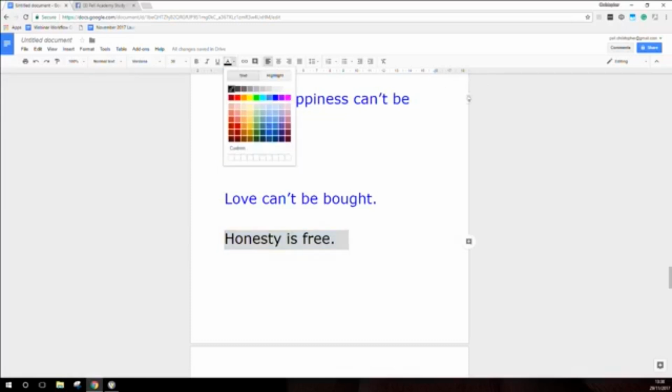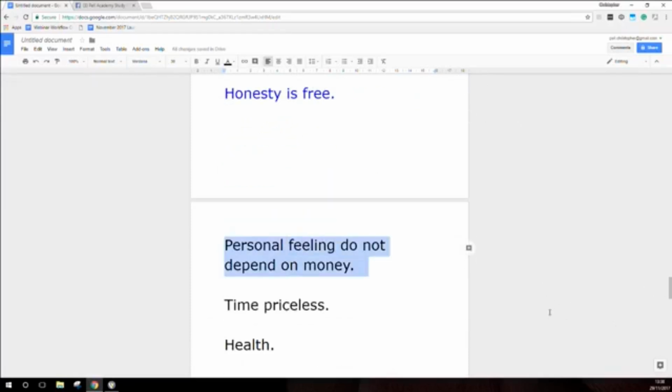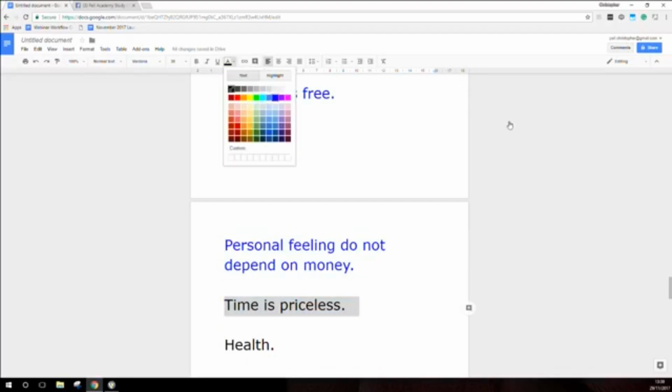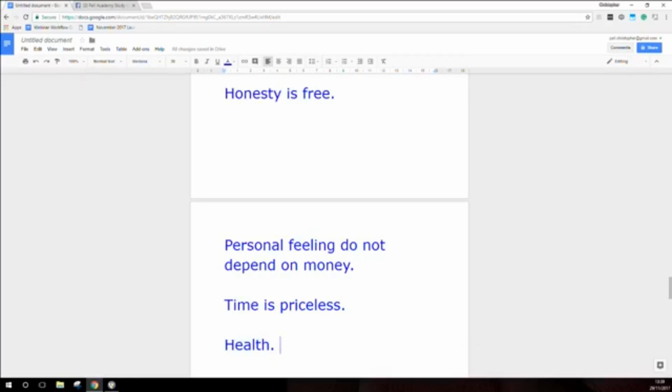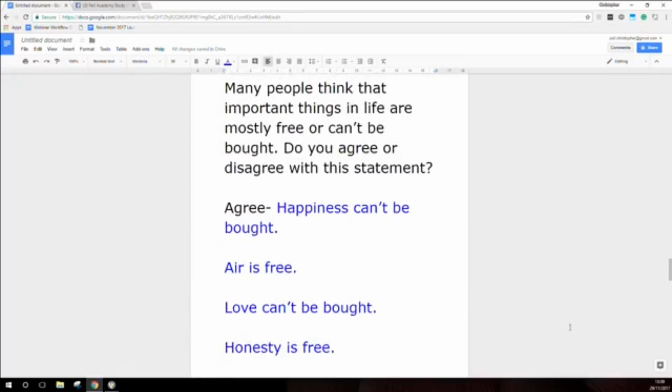Honesty is free. Yeah, honesty is free. Manners are free. Politeness is free. Personal feelings do not depend on money. Yep. Time is priceless. Absolutely. That's probably the one I would use. And health. Yeah, like if you've got pancreatic cancer, like Steve Jobs, it doesn't matter how much money you have, you're going to die if it's bad enough. So yeah, all good. So disagree.